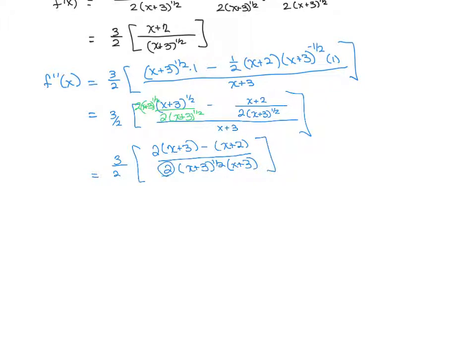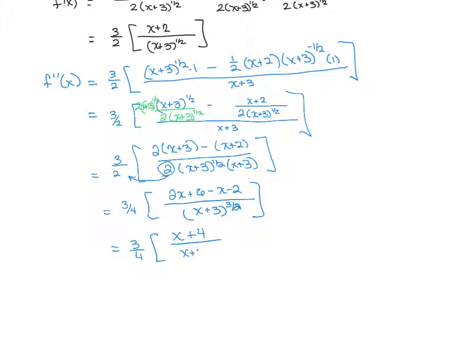I'm going to bring this 2 out here, so I have 3/4, because that's just a constant. And my numerator is going to be 2x plus 6 minus x minus 2, all over x plus 3 to the 3/2. And so I end up with x plus 4 over x plus 3 to the 3/2 power.